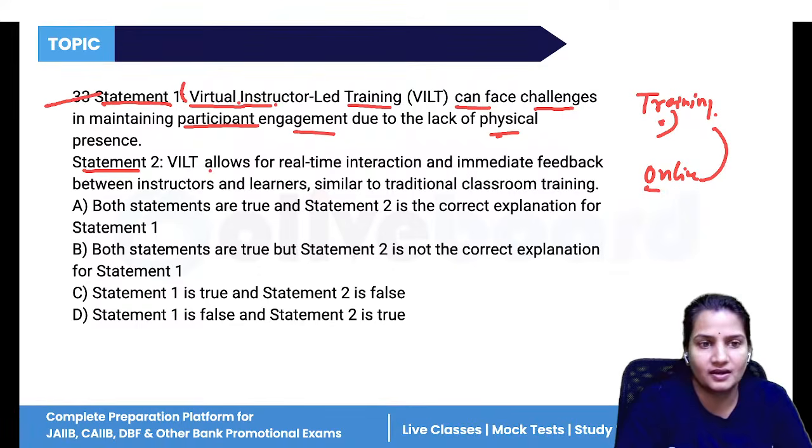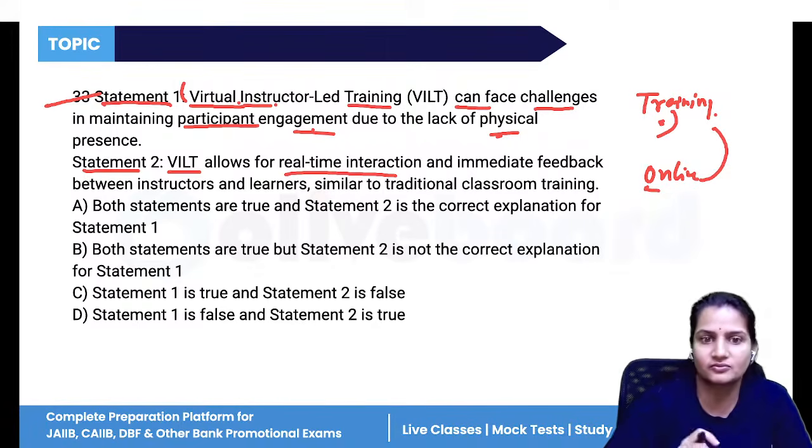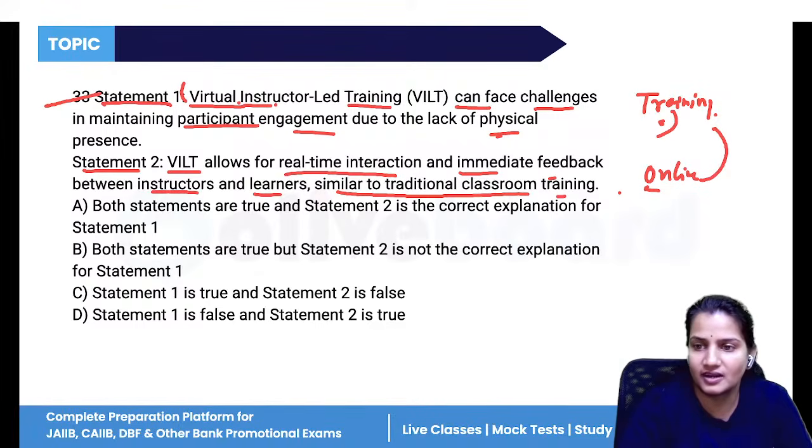Now, VILT allows for real-time interaction. Yes, the interaction is happening in real time, like right now, the session you are watching. So real-time interaction is there. You can ask your doubts also, and immediate feedback is provided between instructor and learners. It is similar to a traditional classroom, but I cannot engage you.